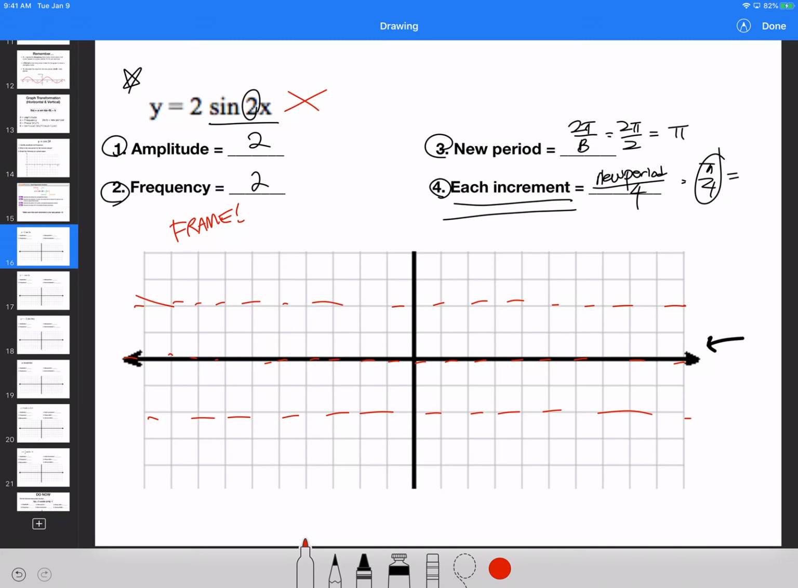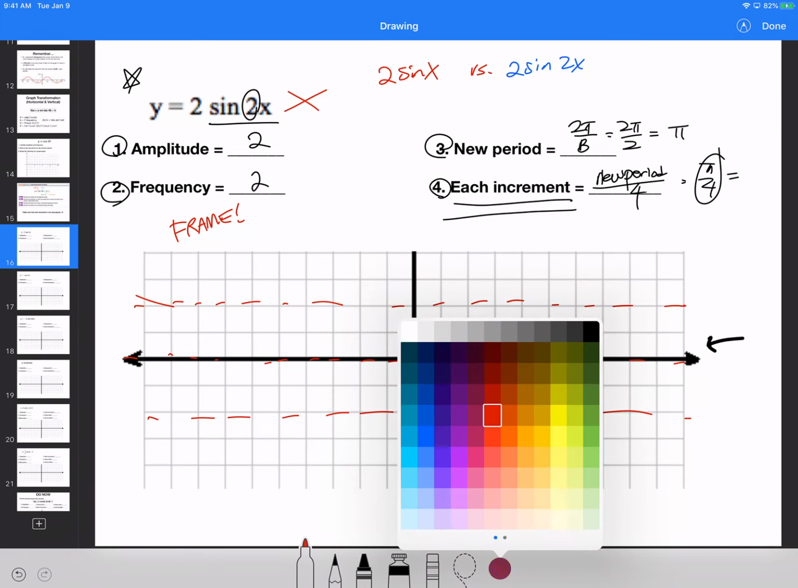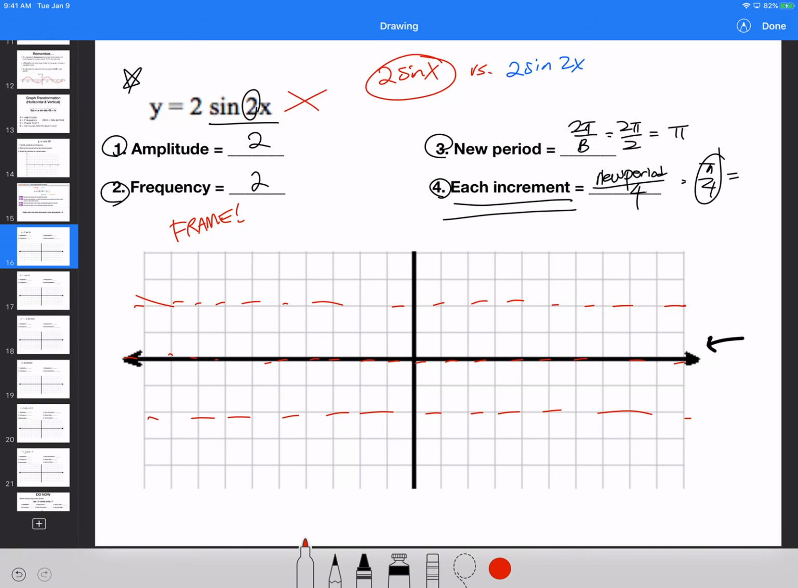Now, if you want to draw the original graph, let's say I draw the original graph of 2 sine of x, versus, in blue, 2 sine of 2x, just to show you the differences. We all know how to graph this, right? We can make this a pi over 2 frame. I'll use black to make it better: pi over 2, pi, 3 pi over 2, and then 2 pi. My original graph in red is going to alternate from 0, max, 0, min, and then 0. So I'll have one complete cycle like that.